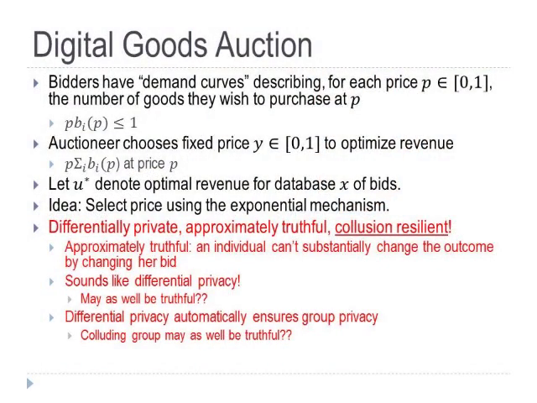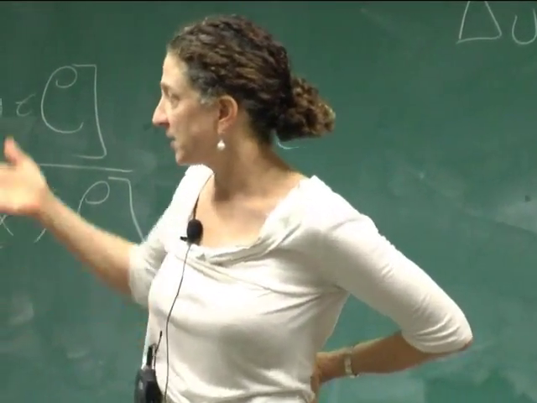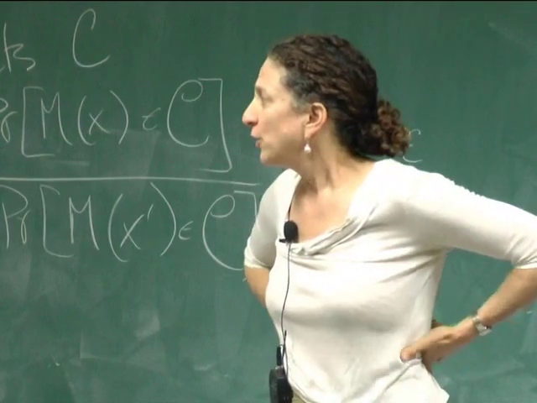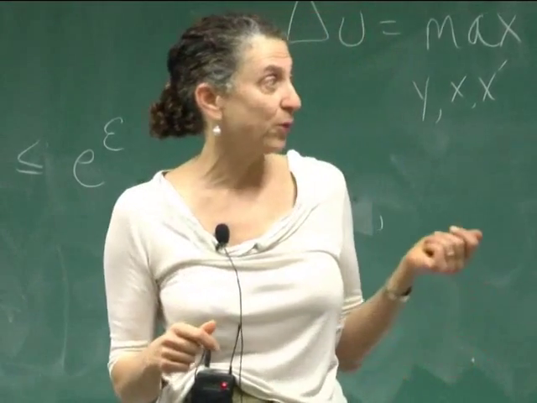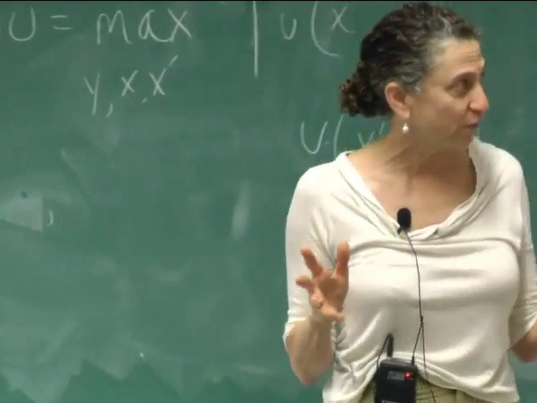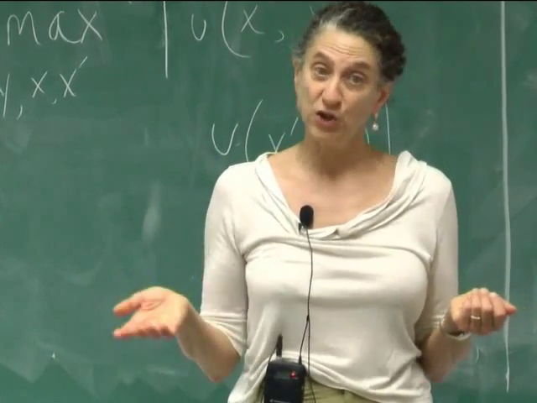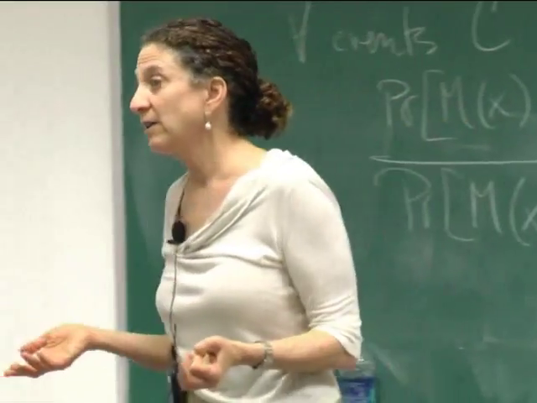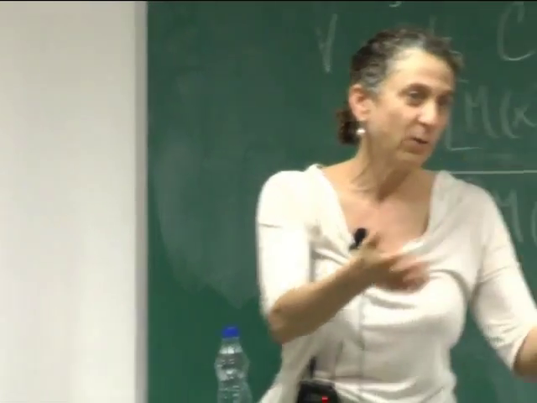All right, so we explained the motivation for the exponential mechanism, and we analyzed it. And here's a couple of consequences. First of all, you get an auction which is approximately truthful. And it has another property, which is collusion resilience. Approximately truthful says an individual can't substantially affect the outcome by changing her bid. And that comes basically for free from differential privacy.